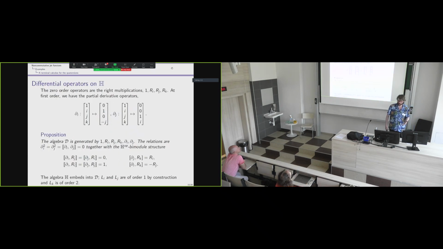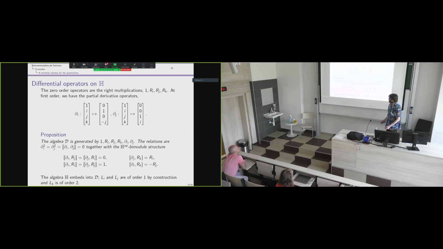So now we can compute the differential operators, and the first thing that you want is the zero-order operators and the partial derivatives. And I write them in this vector notation. So it just means that di takes 1 to 0, it takes i to 1, it takes j to 0, and it takes k to minus j. So now you know how to read it. And then the full algebra of differential operators is generated by the zero-order operators, which are the right multiplications, and di and dj.